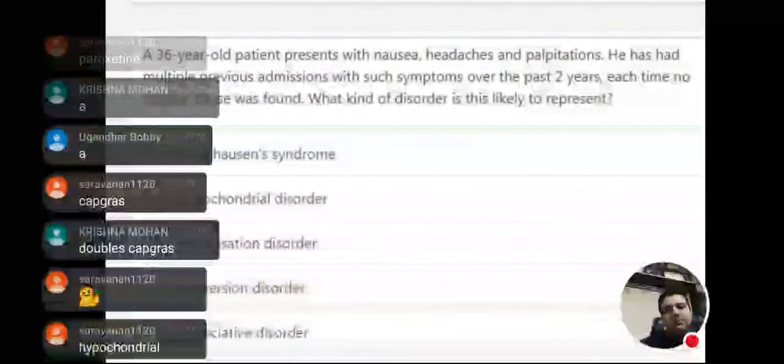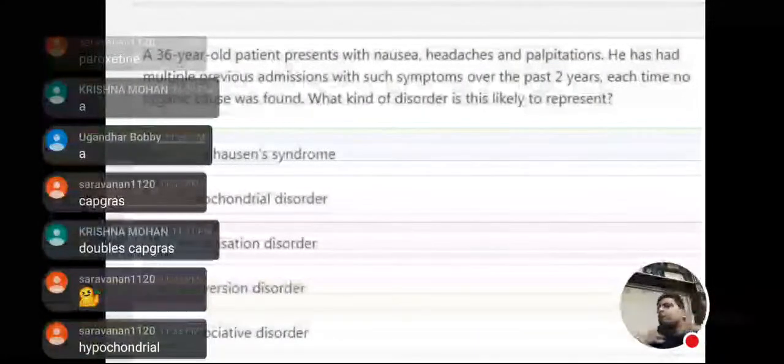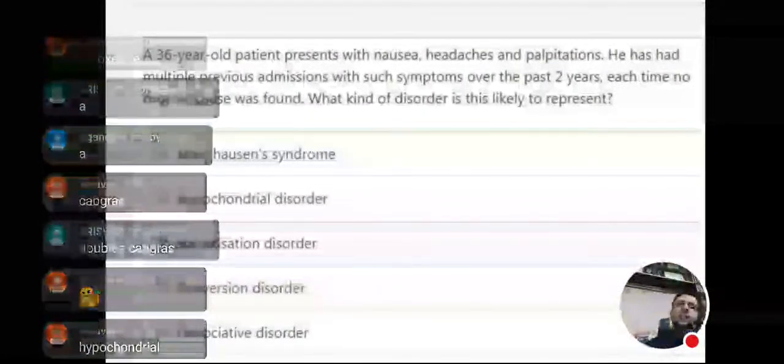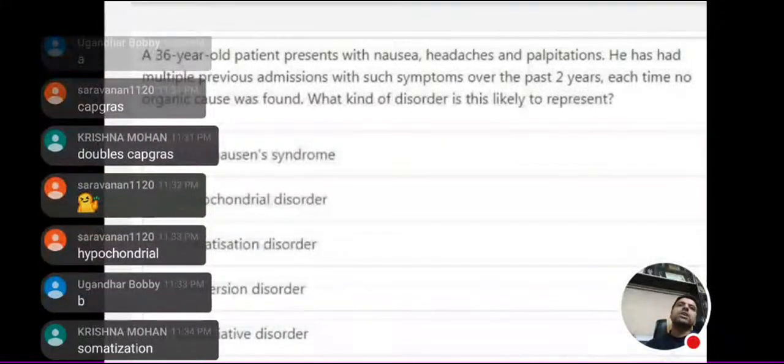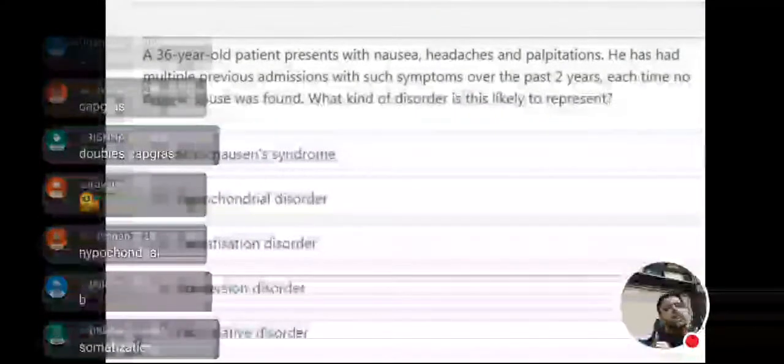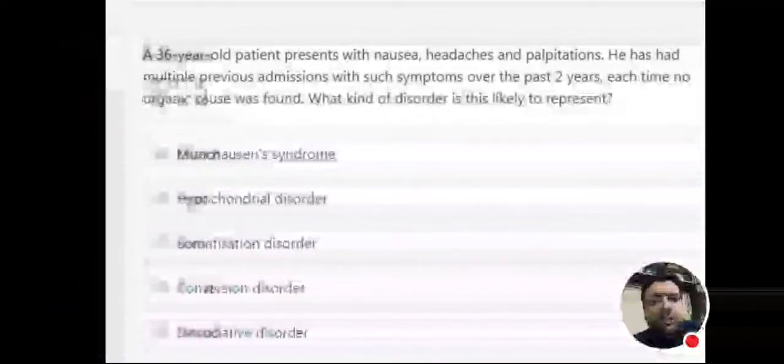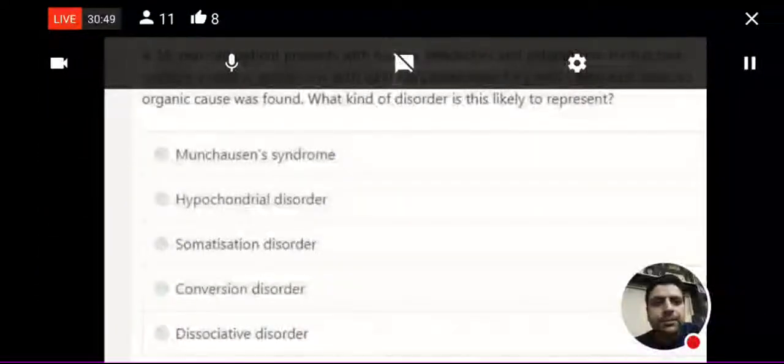Sharvan is writing hypochondriosis, when a patient feels life-threatening diseases inside their body. This is not hypochondriosis. Hypochondriosis is when a patient feels he has cancer or HIV/AIDS. That is hypochondriosis, meaning life-threatening severe diseases. Has somebody written the answer?